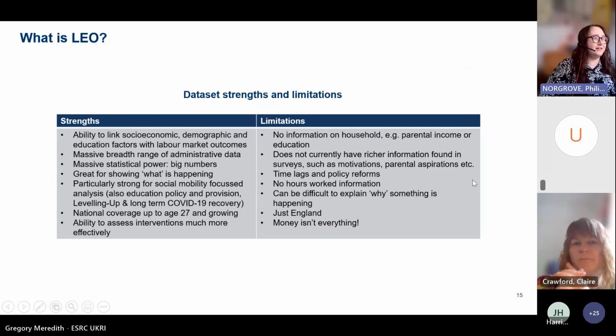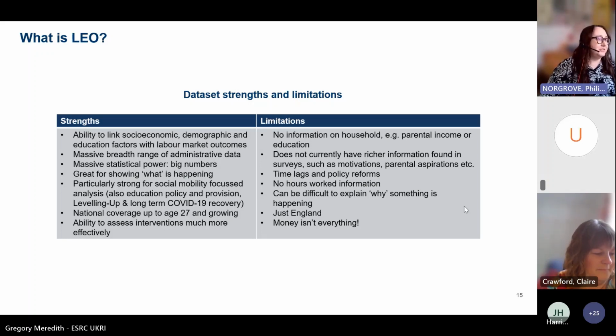Thank you. So I think Leo is a fantastic source and it has many strengths, but I think it's important to think about its limitations as well. But let's start with the positives. So just to pick out a few, you can see here it's got massive statistical power. It's particularly strong for social mobility focused analysis. There's an absolute horror typo there that I can't believe I missed. So this says national coverage up to age 27 when it should be 37 as per my previous slide. Apologies for that. And again, it has the ability to assess interventions much more effectively.